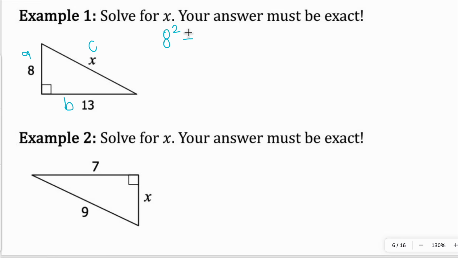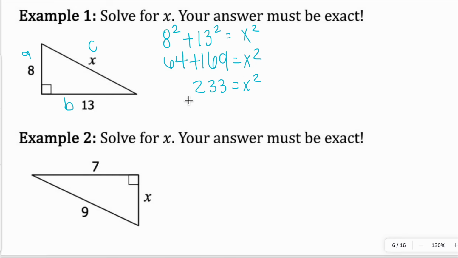So a squared plus 13 squared is equal to c squared. Or you can even say x squared at this point. That's 64 plus 169 is equal to x squared. When you add these together, you're going to get 233 is equal to x squared. So here's where we're going to be taking the square root of 233.